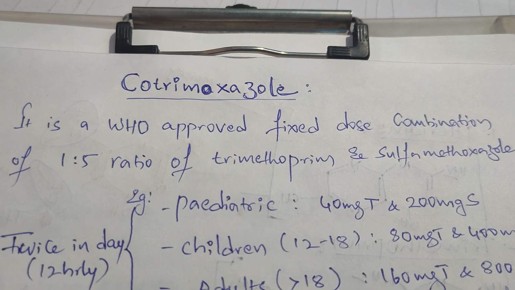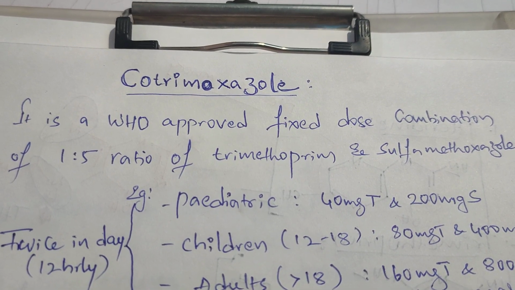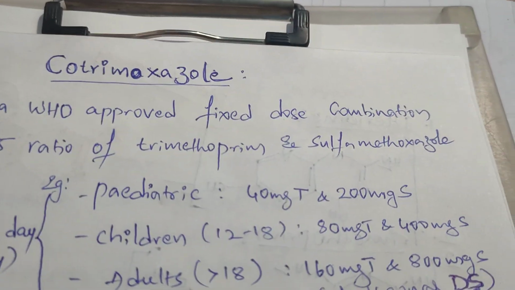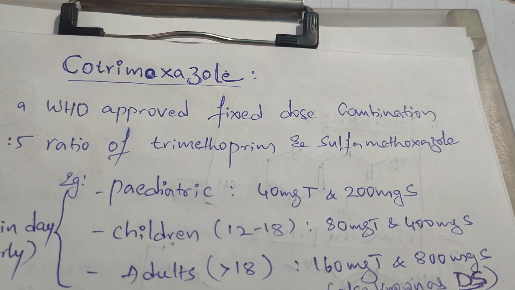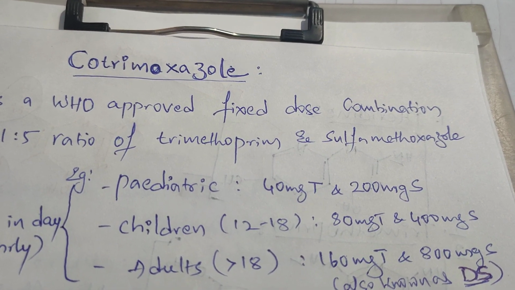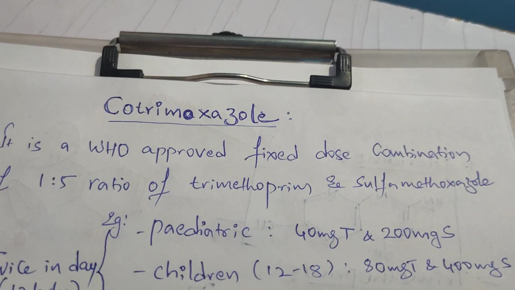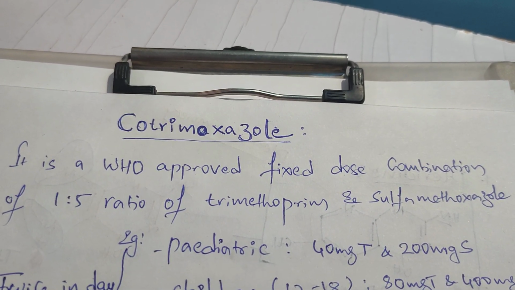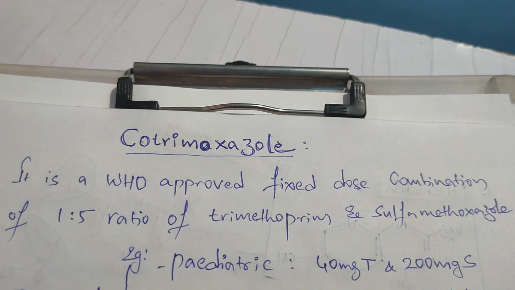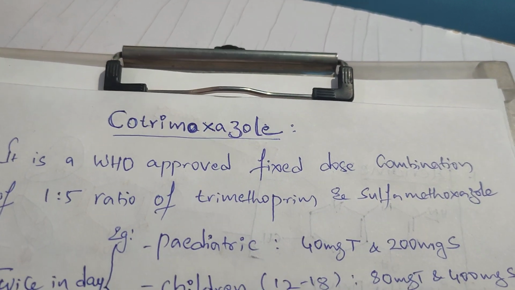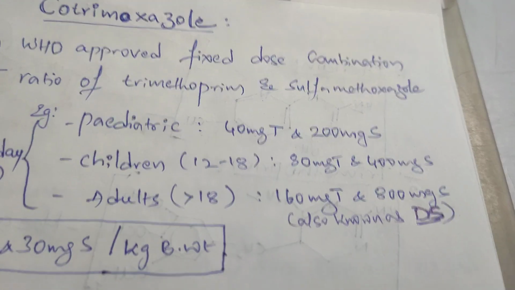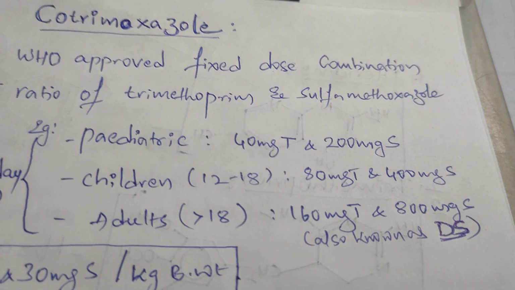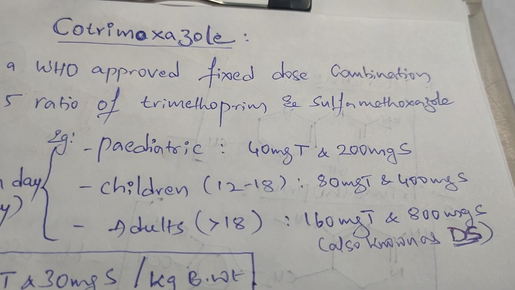Why? Because bacteria will rapidly develop resistance to trimethoprim when it is used alone. And same story for sulfamethoxazole. When used alone, bacteria can develop resistance to sulfamethoxazole. That's why we use them together, so that the chances of resistance are reduced. Now what is this 1:5 combination of trimethoprim and sulfamethoxazole? In pediatric conditions, you can see the dose: 40 mg of trimethoprim and 200 mg of sulfamethoxazole is used.